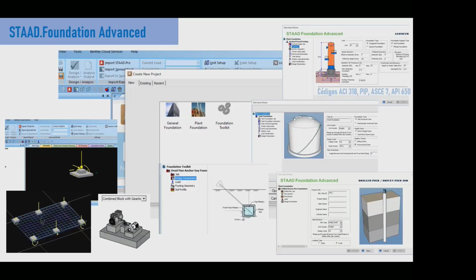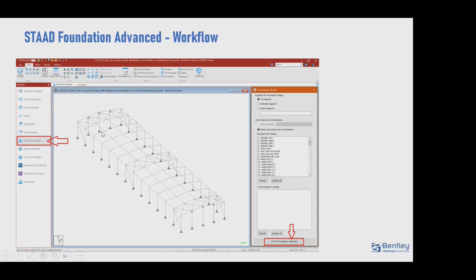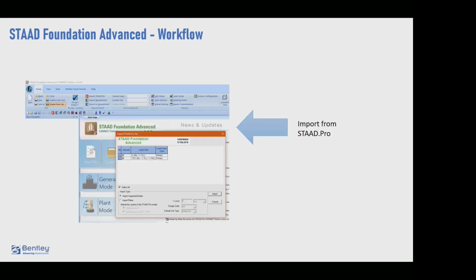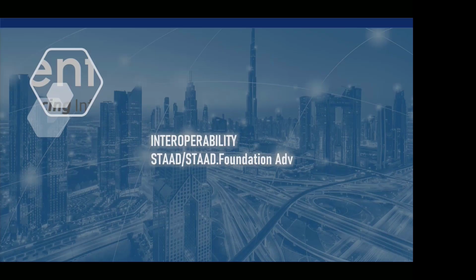In STAAD Foundation Advanced, the third part that we would like to explain, is one of the most powerful software in this area. Why? Because it includes almost every kind of foundation known. What kind of foundation? For example, isolated foundations, combined foundations, mat foundation, plant foundation, and so on. So this is a general workflow. You can start, for example, in STAAD and go to STAAD Foundation. This is one way. Or you can do standalone and check.